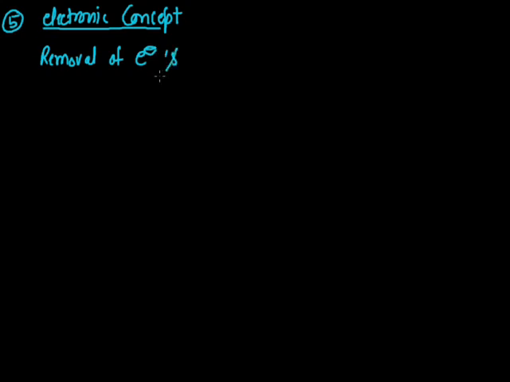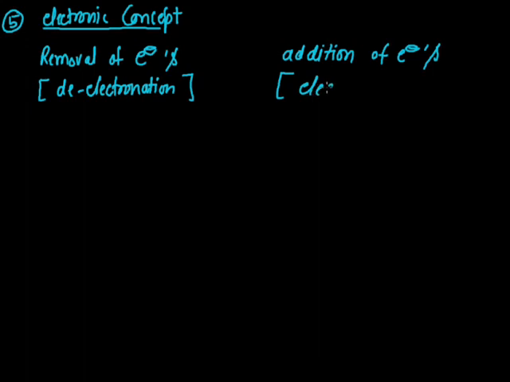Now another point, that is the fifth point, the electronic concept of oxidation and reduction. According to this concept, removal of electrons is known as oxidation, and addition of electrons is known as reduction. Oxidation is also known as de-electronation, and reduction is also known as electronation, because in this reaction addition of electrons takes place, so we can say electronation, and in the other reaction removal of electrons takes place, so we can say de-electronation.